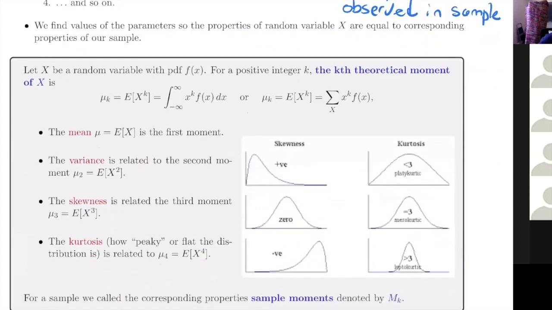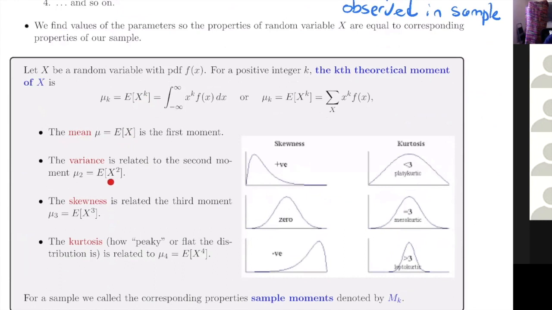So the kth theoretical moment, as you looked at in the reading quiz, is just the expected value of x to the k. For the first moment, it's just the expected value of x. So that tells us the mean, the center. Basically, we want the center of our population to be the same as the center of our sample.